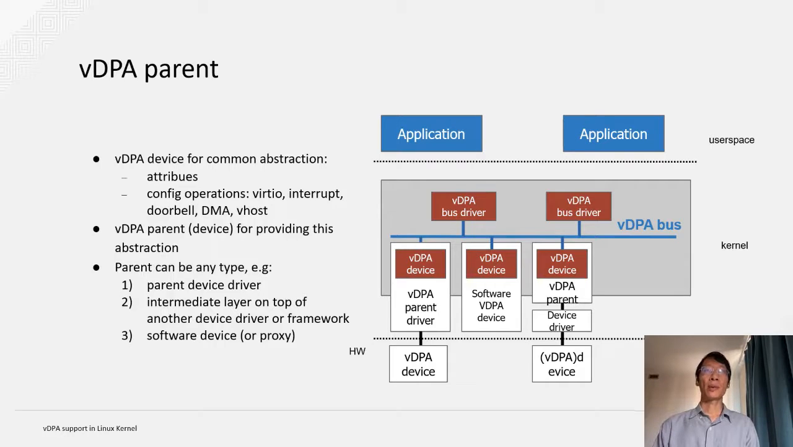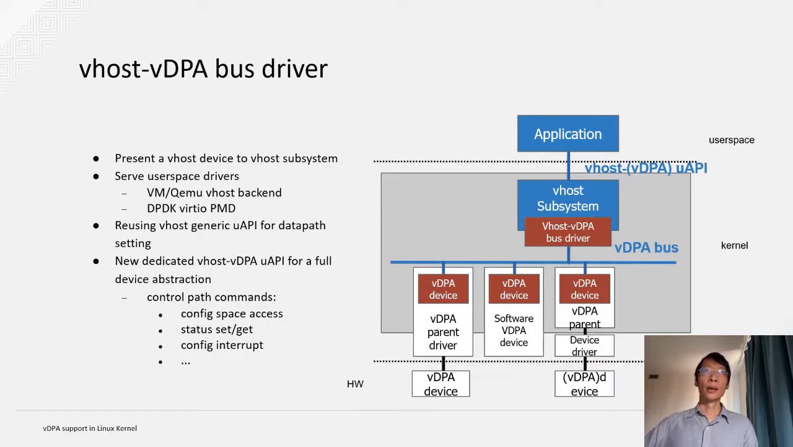So the parent can be any type. For example, it could be a real parent device driver that talks to the VDP device directly, or it could be an intermediate layer on top of another device driver framework, or it could even be a software emulated VDP device, or a proxy or relay of the VDP protocol to some other modules or even user space. So we allow several different types of VDP bus drivers to be attached.